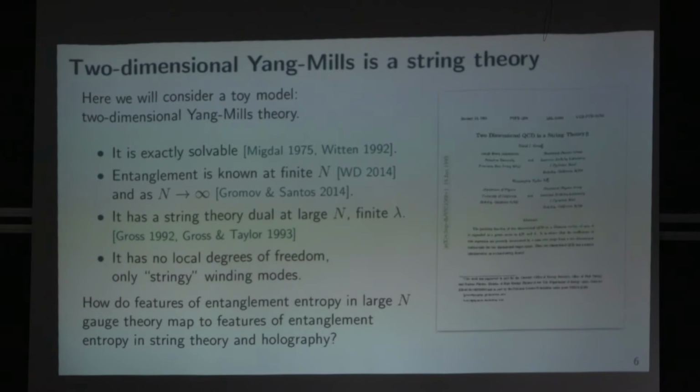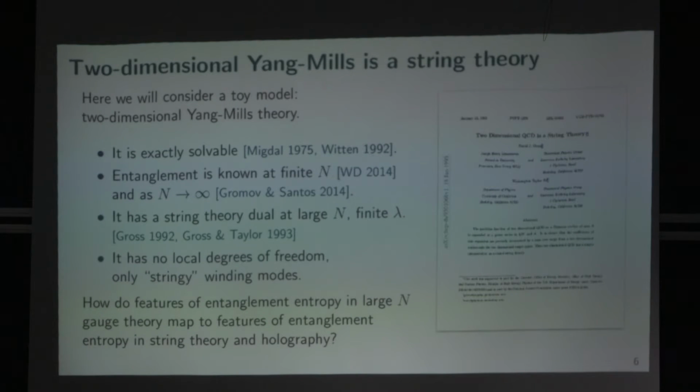So the fact that this is exactly solvable is an old result. And because of that, we can understand entanglement not only at finite n, but also we can understand something about the entanglement entropy in the large n limit. And then the other crucial thing is that there is a string theory description, a string theory dual of this, which applies at large n and any value of lambda, the 't Hooft coupling.